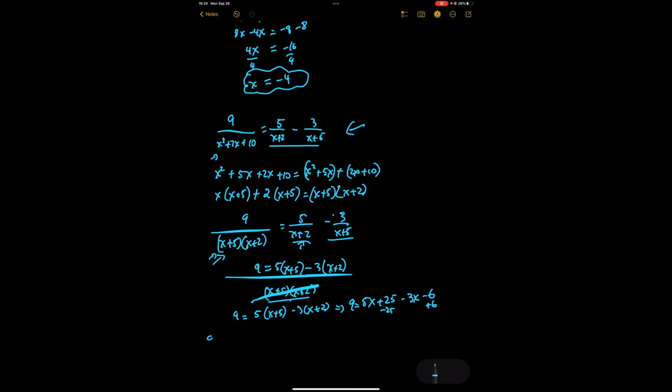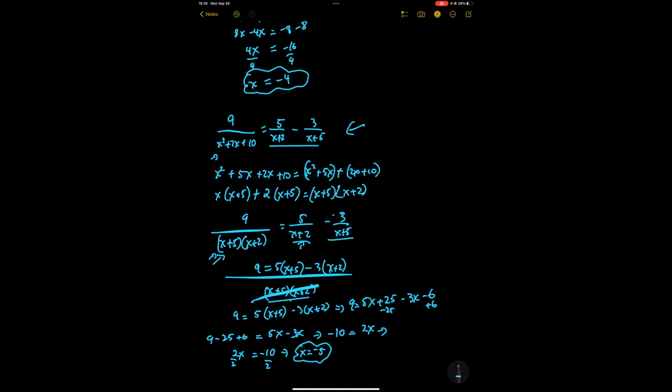So I'm going to have 9 minus 25 plus 6 equal to 5x minus 3x. And so 9 plus 6 is 15, minus 25 is negative 10. So I get negative 10 equals 5x minus 3x, which is equal to 2x. So basically I have 2x equals negative 10. And I'm going to divide by 2 on both sides, and I get x equals negative 5, and that is your answer. So guys, do you see how simple it is?